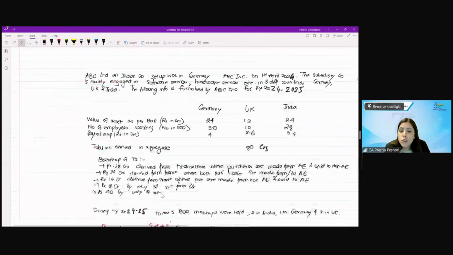Where are the majority of the board meetings conducted? So out of the total 5 board meetings held, 2 were in India, 1 in Germany and 2 in UK. So what is the presumption that you will make?